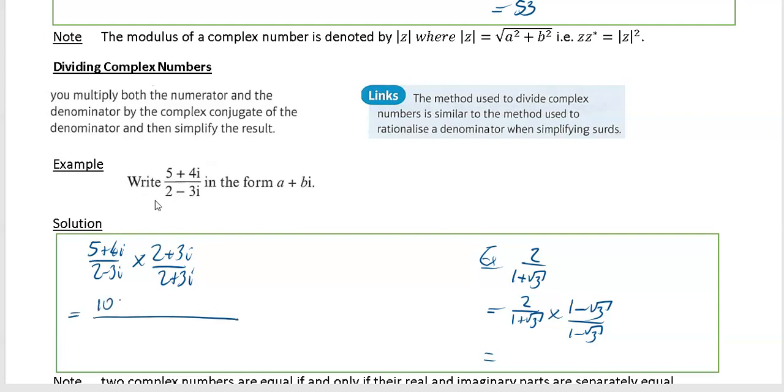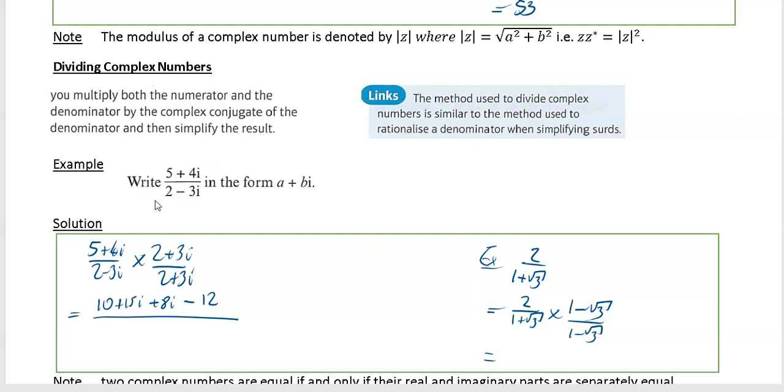5 times 2 is 10. 5 times the 3i is 15i. 4i times 2 is going to be 8i. And then 4i times 3i gives 12 i squared, and i squared is minus 1, so 12 times minus 1 is minus 12. So this is the first time I've skipped the working out for that bit.